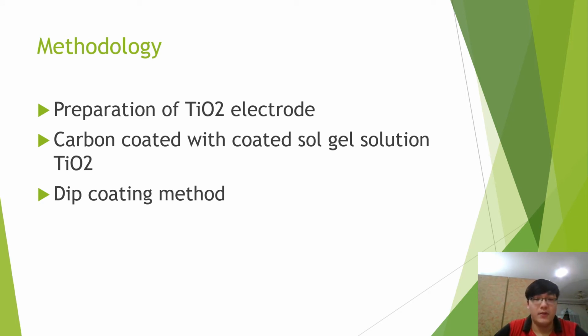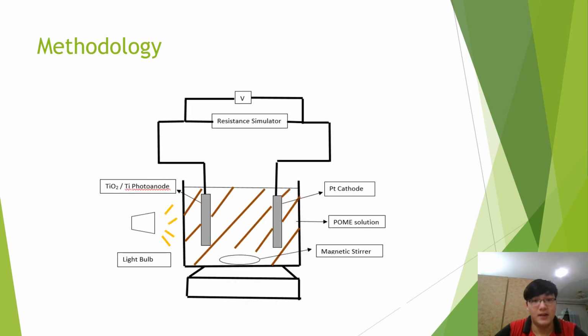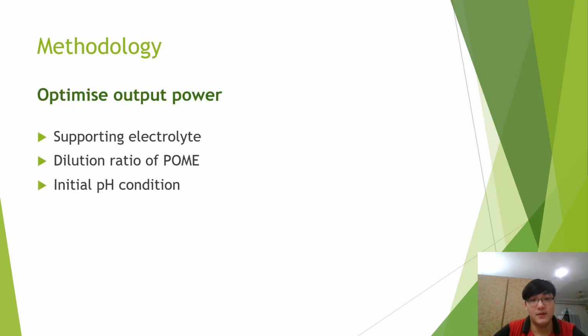The methodology of the experiment starts with the preparation of the titanium dioxide electrode. A carbon rod from a pencil is coated with the sol-gel solution of titanium dioxide using the dip coating method. This is my PFC system setup. In this experiment, the supporting electrolyte, the dilution ratio of polymer, and the initial pH condition are studied to optimize the output power.